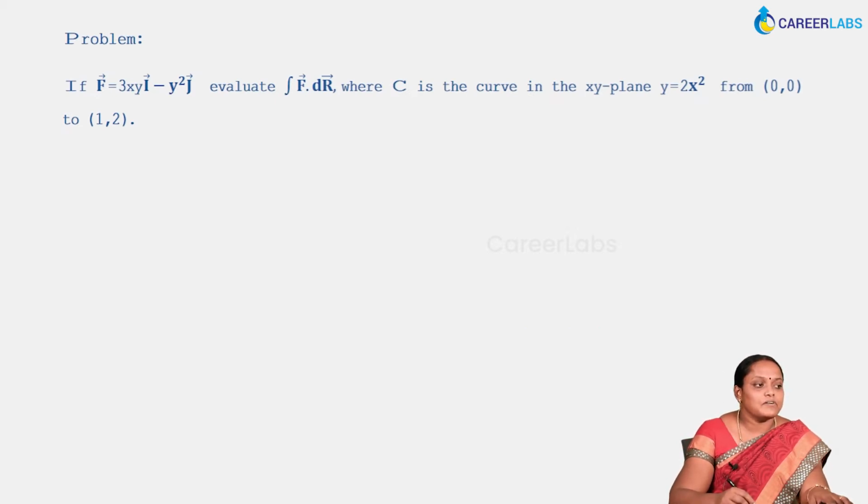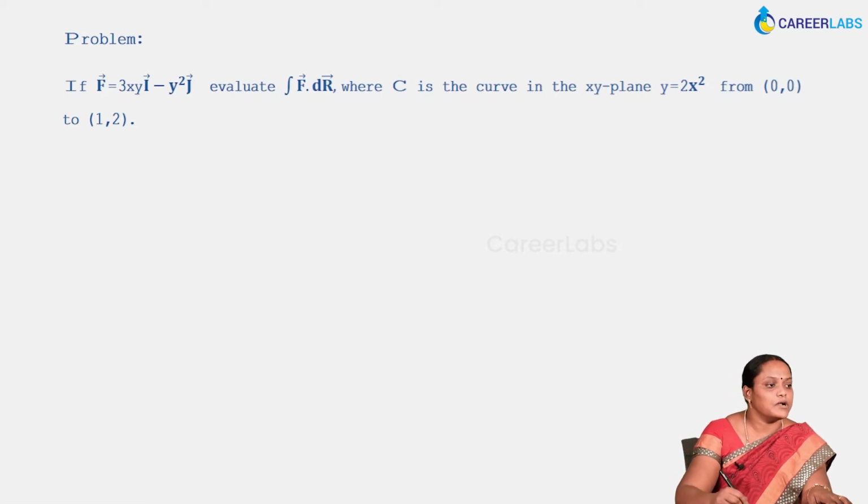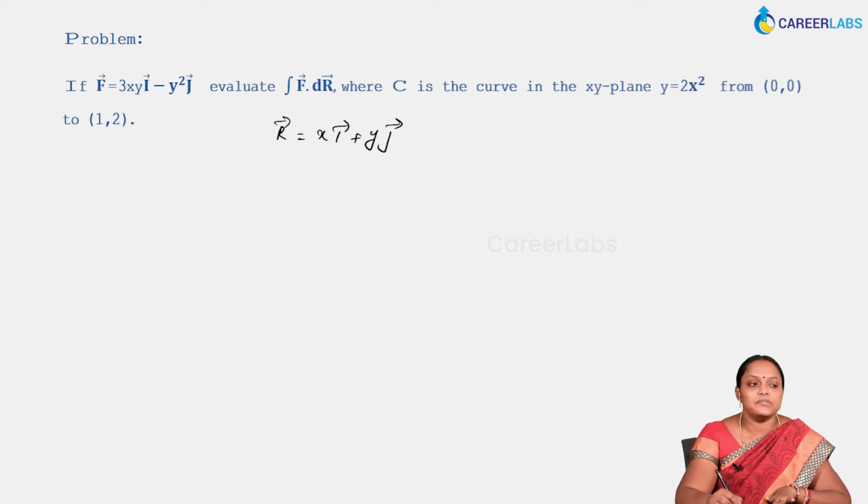If f vector is given by this vector and we are supposed to evaluate integral of f vector dot dr vector, and C is the curve in the xy plane y equals 2x square from (0,0) to (1,2). Since we are speaking about the xy plane, r vector will be defined as x i vector plus y j vector, and there is no z at all, therefore z will be 0. So r vector is simply this. So dr vector will be equivalent to dx i vector plus dy j vector.